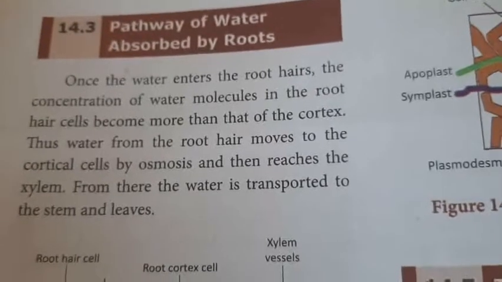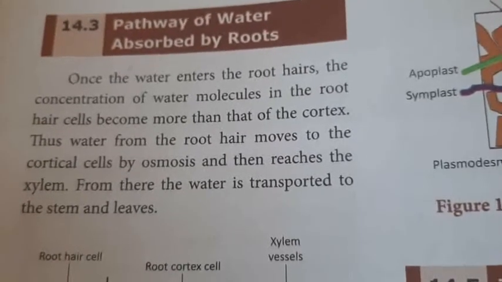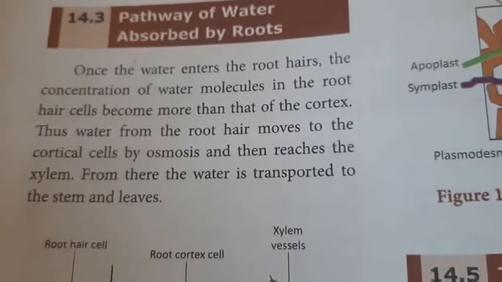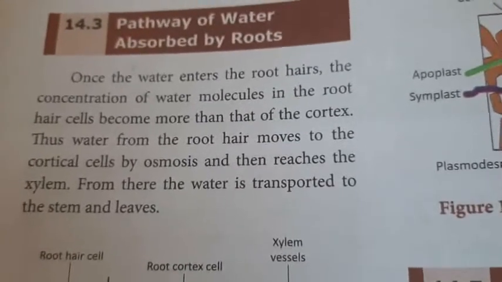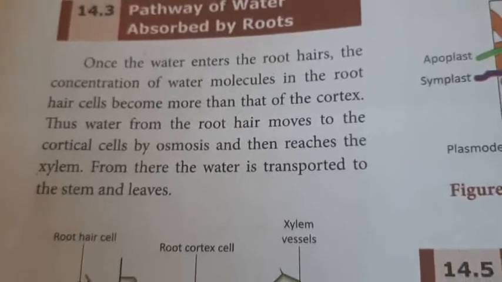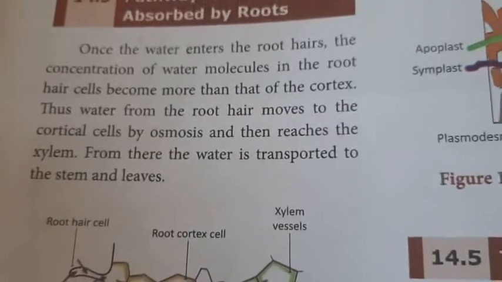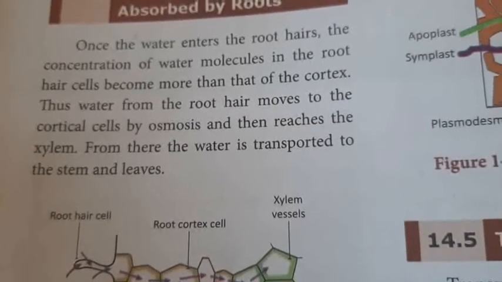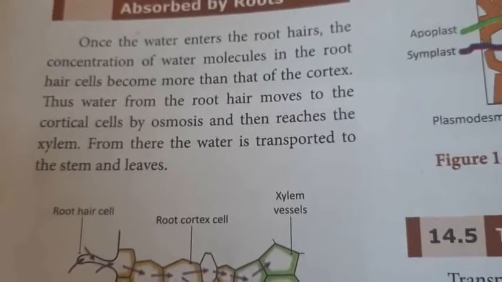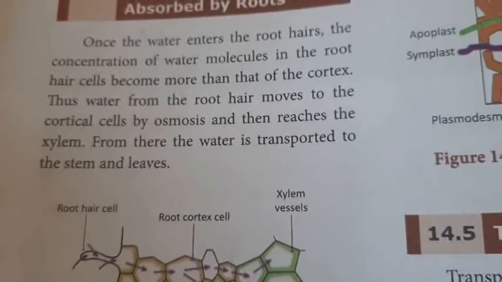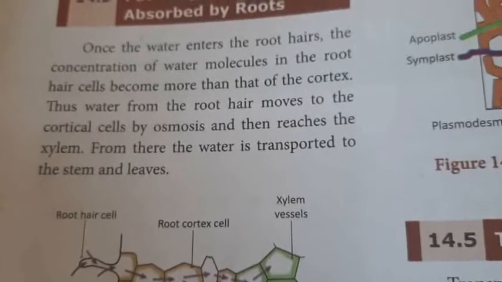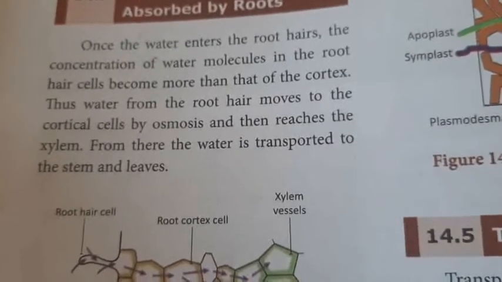You already know what the osmosis process is. Water molecules or other molecules move from one place to another by the osmosis process. From there the water is transferred to the stem. First the water enters the root, then the cortex, then the xylem. The xylem transports the water into the stem and leaves.